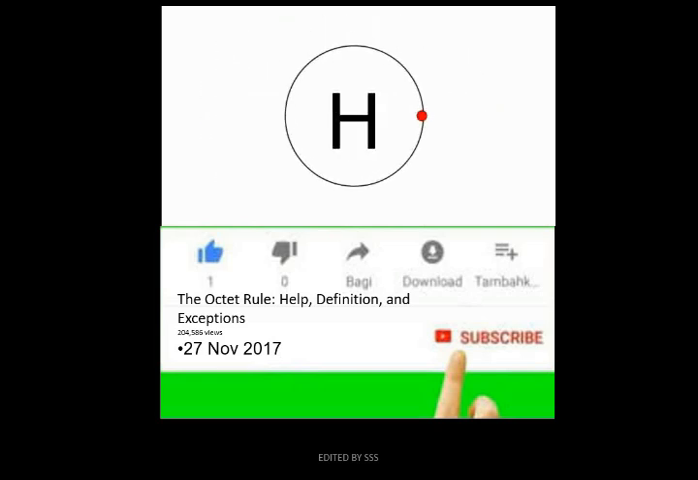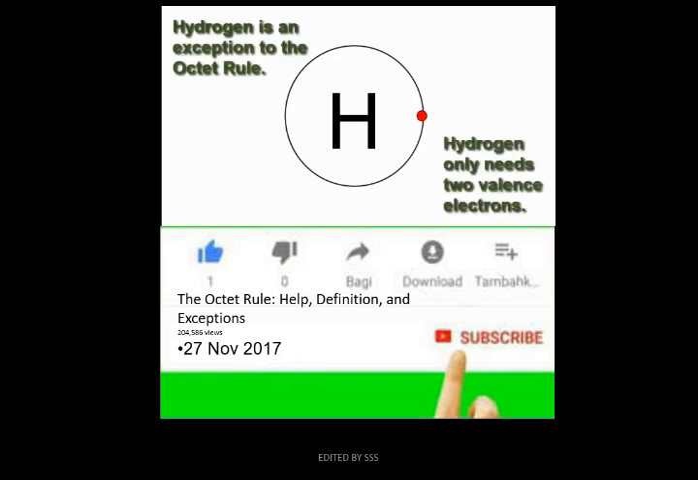Hydrogen is an important exception to the octet rule. Hydrogen only needs 2 valence electrons to have a full outer shell. Instead of an octet, think of it as a duet.